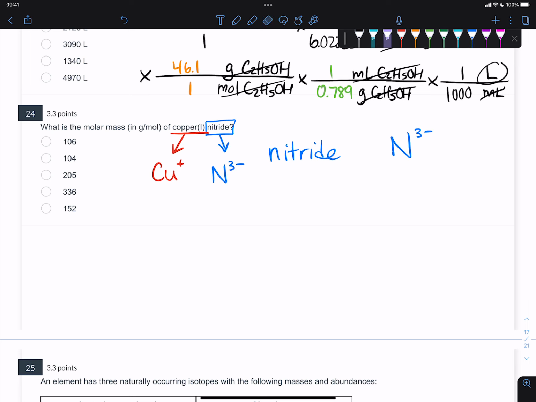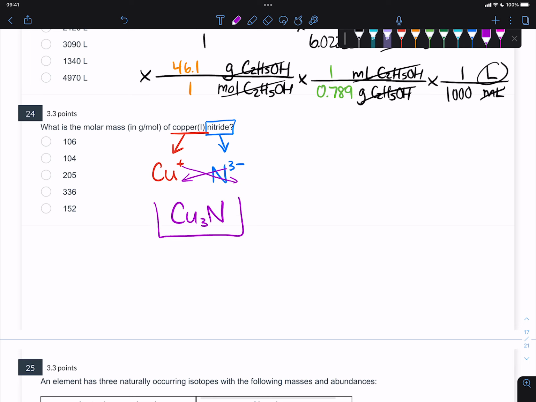So the first step is to get the right formula. If you do not get the right formula, you will not get the right number because you won't get the right molar mass. You can do the crossover trick if you want, which is really just thinking logically, how many coppers do I need to balance out the absolute charge of nitride? It would be Cu with a little 3 and then N.